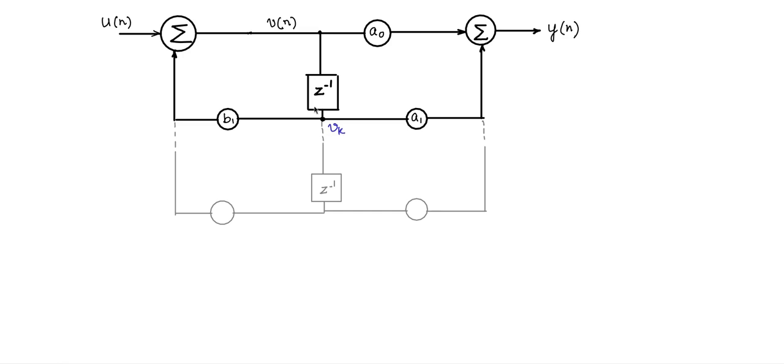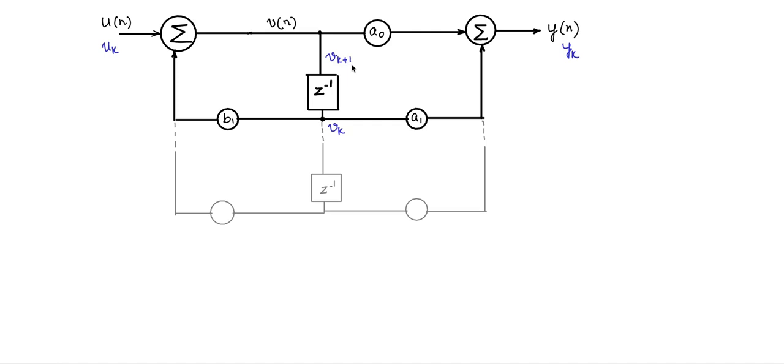If this is v of k, what should be this variable? This should be v at k plus 1, the next state value, because this is a delay block. If this is v of k, this should be v of k plus 1. I will set the input and output as uk and yk at that instant of time, kT.